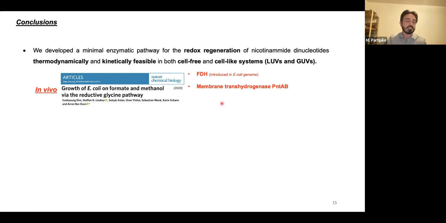Very curious is the fact that one year ago, almost 2 years ago, we encountered a paper in which they also were using in vivo the combination of a formate hydrogenase with a transhydrogenase. And this system was giving bacteria a new property, that is the capacity of growing on formate, while formate at high concentration is toxic for living systems. So this is quite appealing in terms of applicability of our pathway, maybe also for in vivo systems.